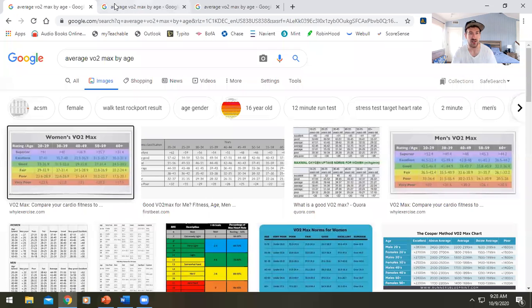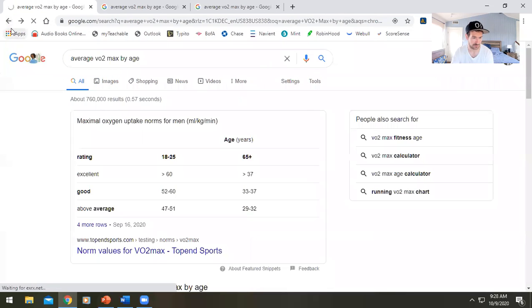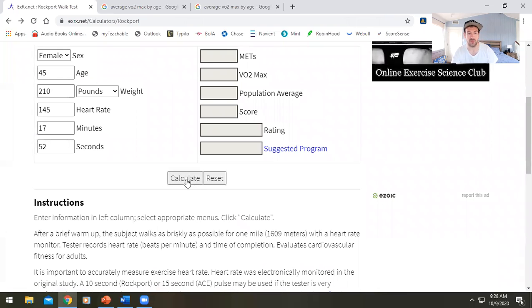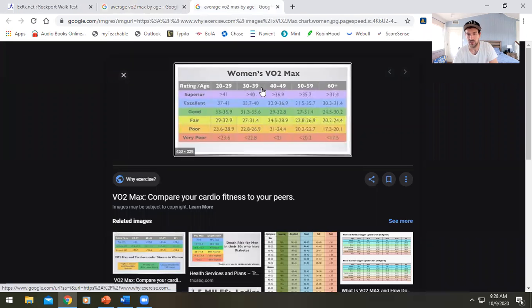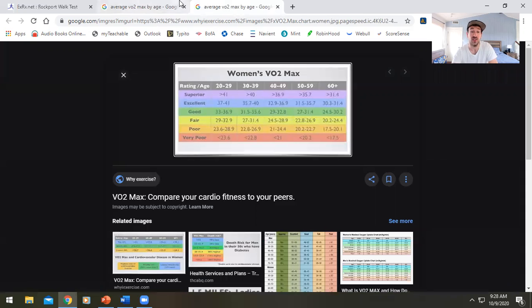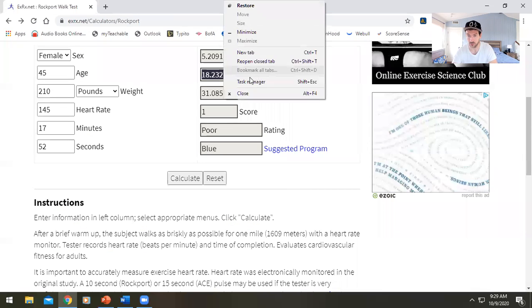We look at our client from before, who had this poor rating. Oh, I closed the window like a dummy. We look at our client from before who had this poor rating. Their VO2 score was 18. So it's a woman, she was how old? 45. And her score was 18. That's below 21, so that's not so great shape. So we're going to give her a gentle routine.